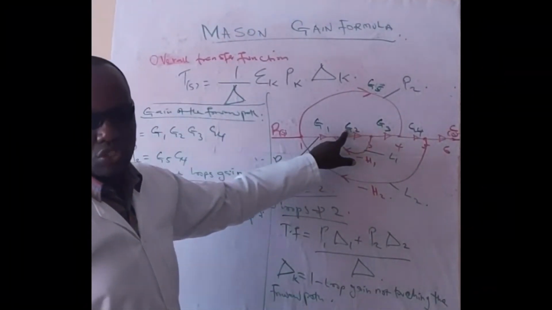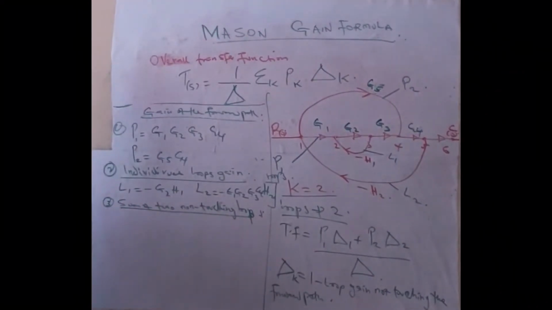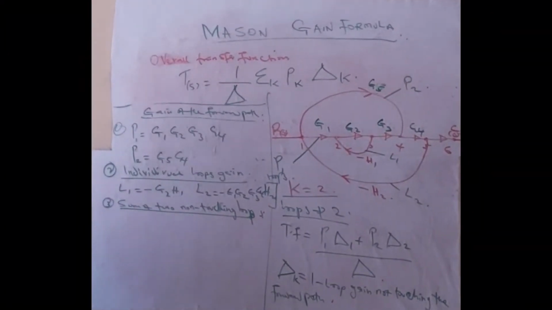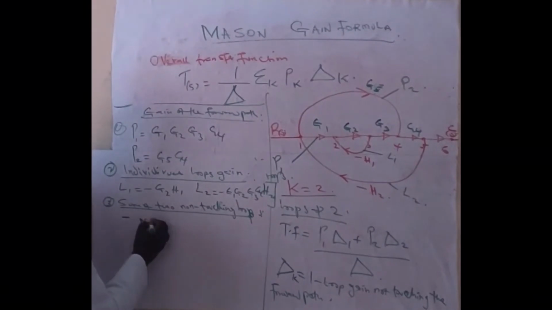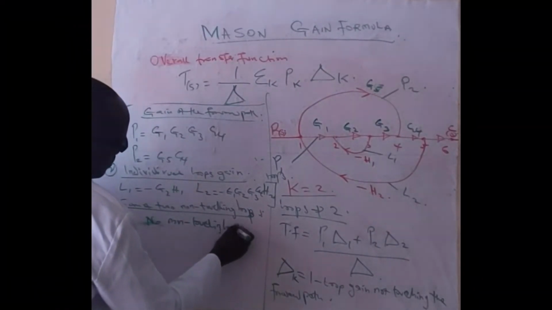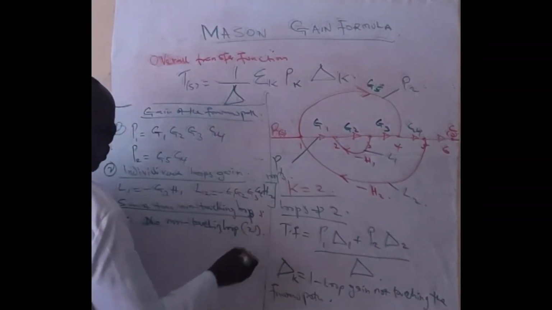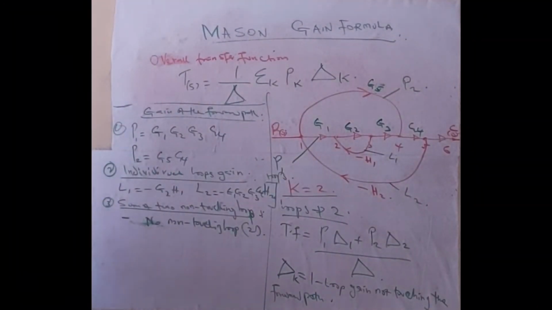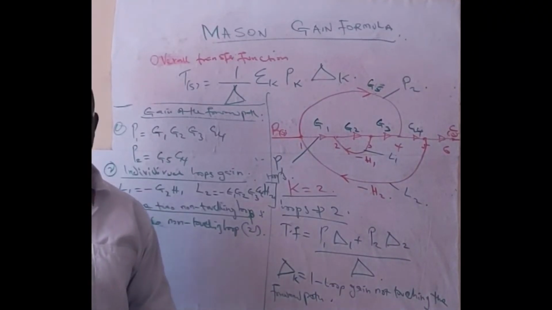So we don't have two non-touching loops. So we say no, there are no non-touching loops, and for our case we don't have two loops which are not touching. L1 and L2, what is common is G2. That means the two loops are touching at G2. Make sure that you know that. So we don't have that.